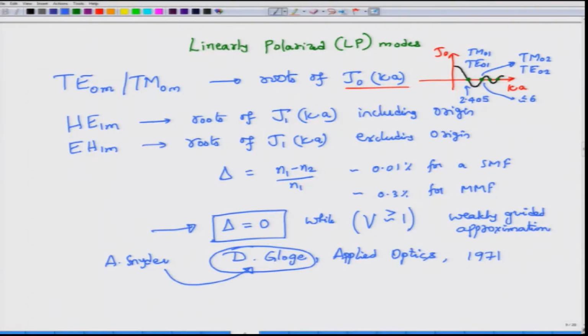So, more modes appear as the value of kappa increases, but remember, as kappa increases, the corresponding value of beta is actually decreasing, because kappa and beta are related.